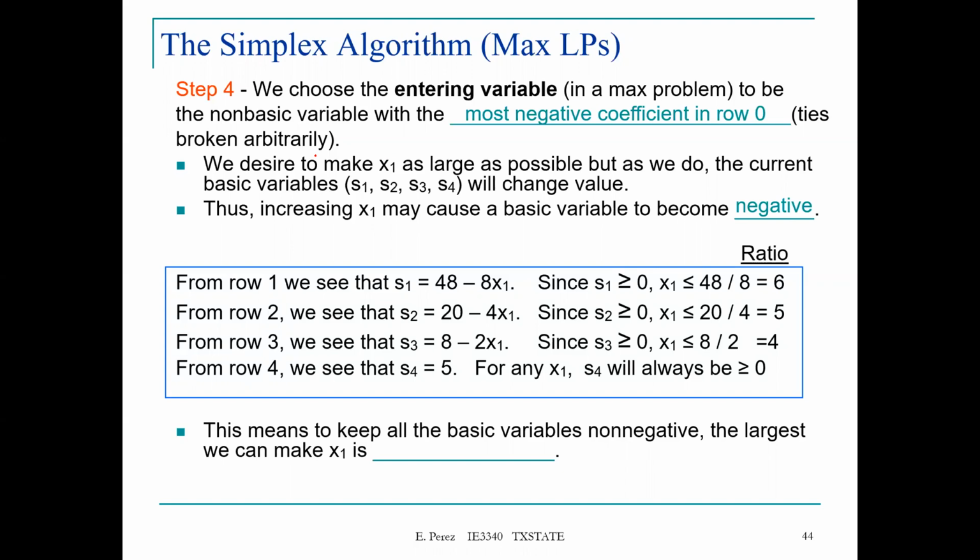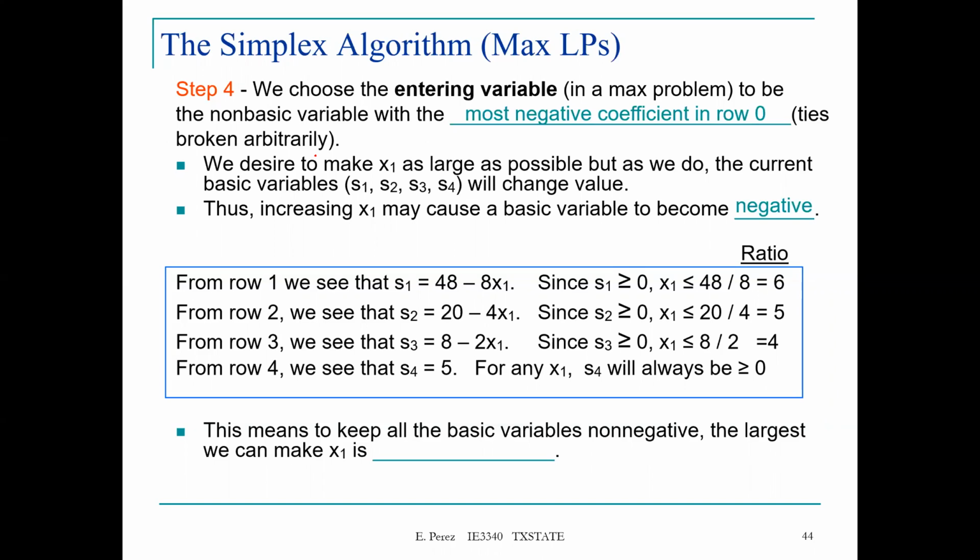And that's obtained by solving for x1. In the same way, we look at row 2, we see that s2 is equal to 20 minus 4x1. Since s2 has to be greater than or equal to 0 to be a basic variable, the maximum value that x1 can assume is 20 divided by 4, which is equal to 5. Now from row 3, we see that s3 equals 8 minus 2x1. Since s3 is greater than or equal to 0, x1 has to be less than or equal to 8 divided by 2, which is equal to 4.